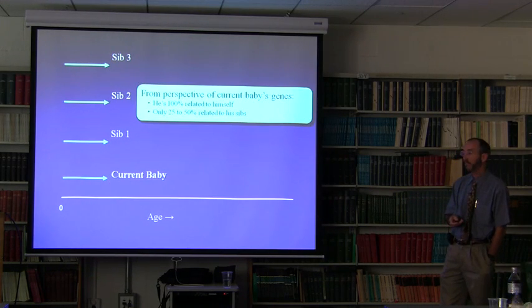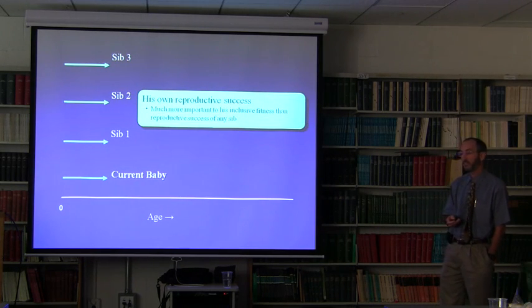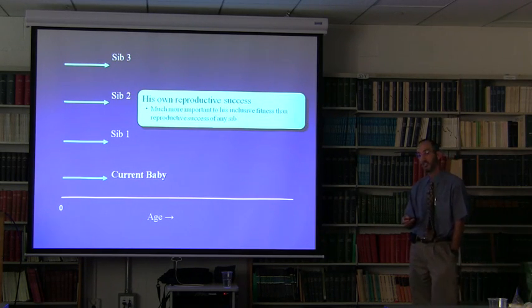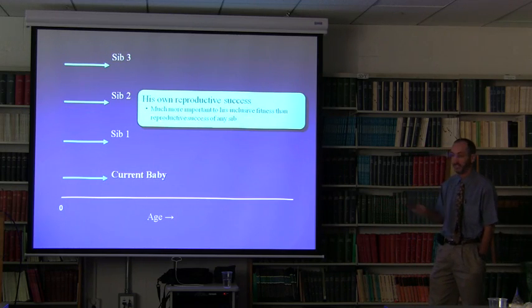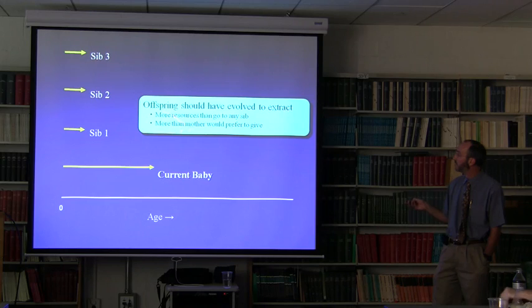But from the perspective of the current baby's genes, he's 100% related to himself and only 25 to 50% related to his siblings. So his own reproductive success is much more important to his inclusive fitness than is the reproductive success of any sibling. So offspring should have evolved to extract more resources than go to any sibling, and more than mother would prefer to give.